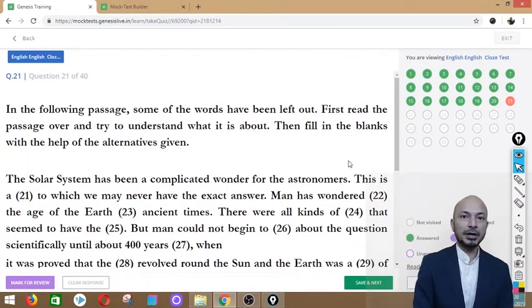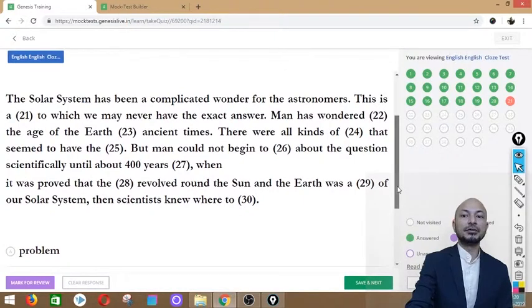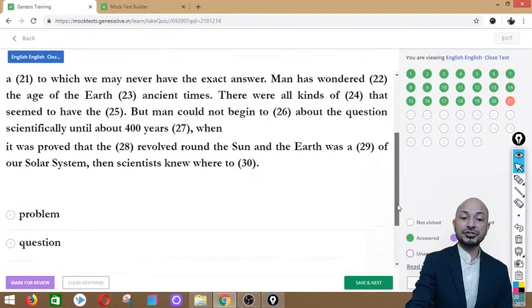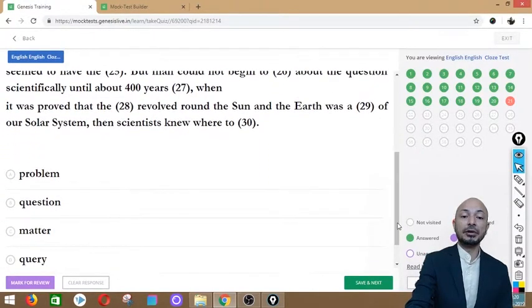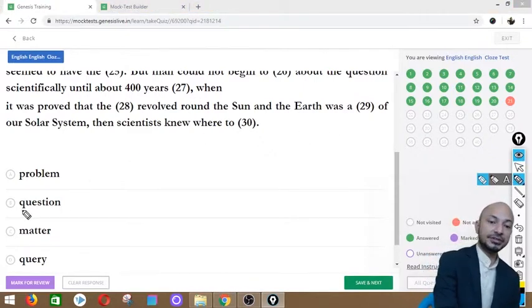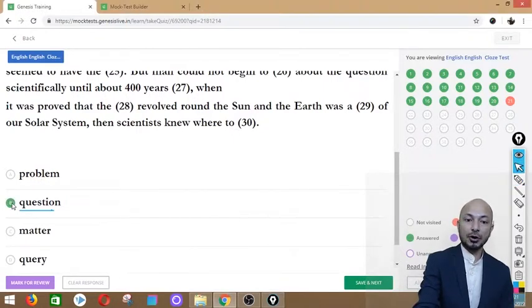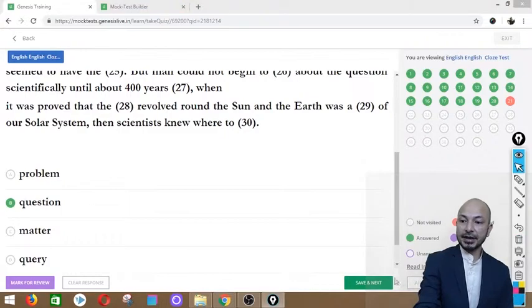So on to question number 21, and it is a fresh passage again, and let's read the passage from the top. It reads, "The solar system has been a complicated wonder for the astronomers. This is a dash to which we may never have the exact answer. This is a problem, this is a question, this is a matter, or this is a query." And the correct answer is option B, which says this is a question to which we may never have the correct answer. So let's click on option B and say next.